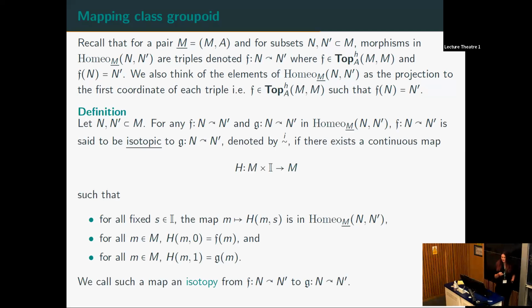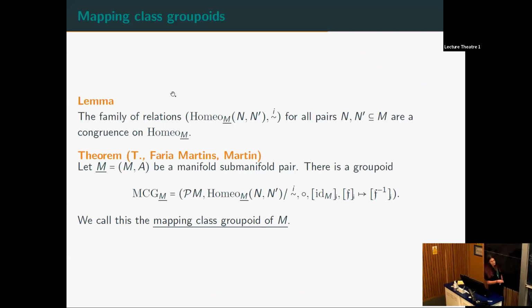So we say that these self-homeomorphisms f and g from n to n prime are isotopic if we can define a continuous map M cross I to M such that we move only through homeomorphisms from n to n prime and we go from f to g. And this is what we call an isotopy.